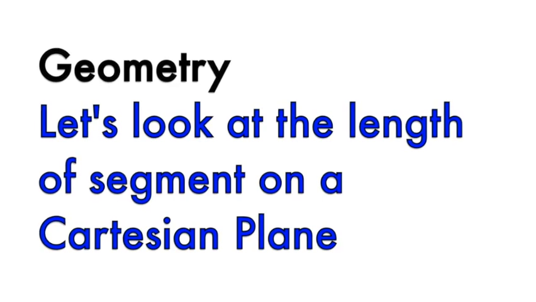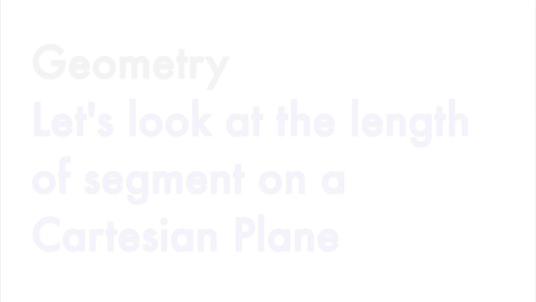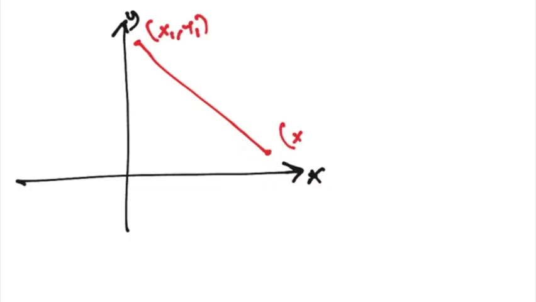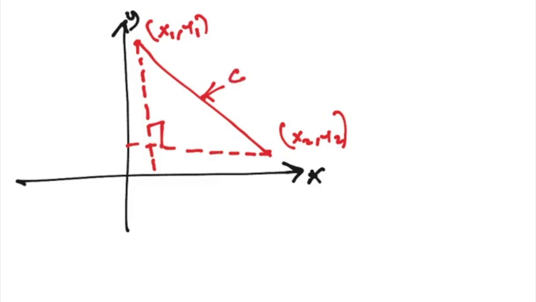Let's look at the length of a segment on a Cartesian plane. Suppose we have a Cartesian plane like that. This is x, that one is y, and we have a segment from (x1, y1) to (x2, y2). Now let's draw a vertical line and then a horizontal line. What we see here is a right angle triangle, and this will become our hypotenuse.